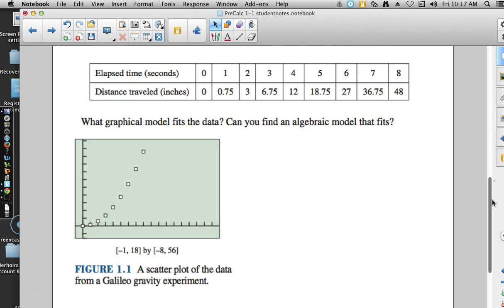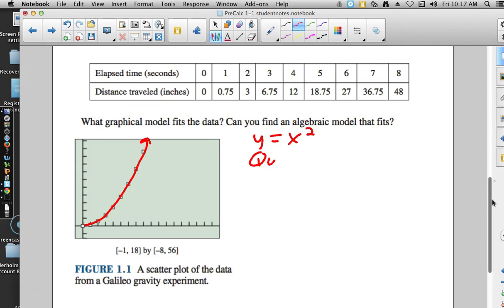And it says, what graphical model fits the data? So it's not just what do we see and what's the shape, but can we get an actual model for this data? Now, if you're thinking line, I would say, actually, if I were to just connect these up, it looks much more like a smooth curve than it does like a line. Not that a line wouldn't be a horrible predictor, but it definitely looks like a smooth curve, and that looks like the right side of a parabola. So I would be thinking we should do something with y equals x squared, which is, of course, called a quadratic.